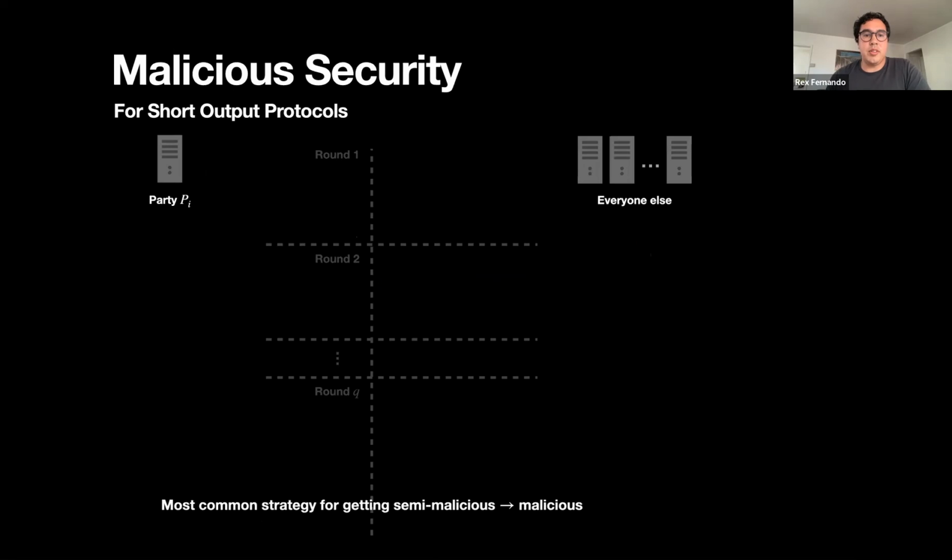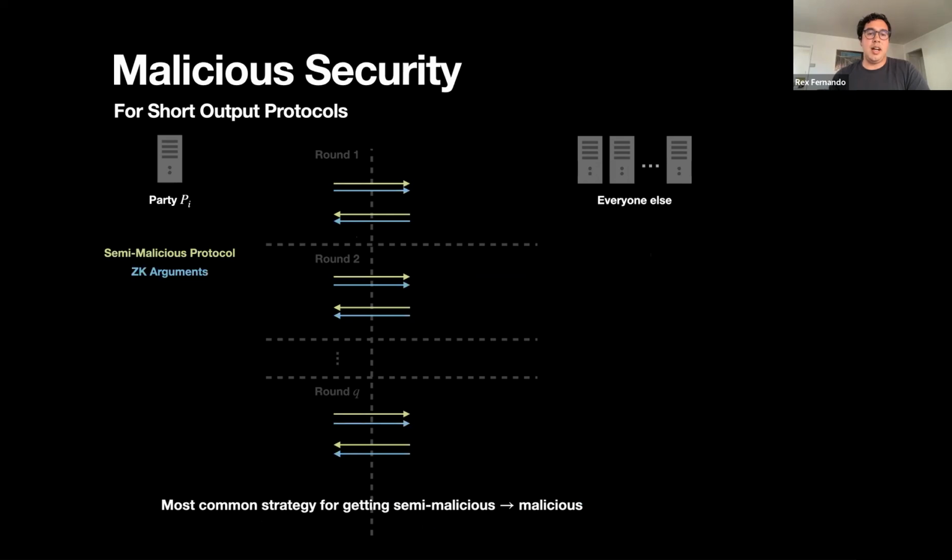Okay, so let's first quickly talk about the most common strategy for getting malicious security starting with a semi-malicious protocol. So if you have a semi-malicious protocol, in classical secure computation, you can upgrade to malicious security by using zero knowledge. So in each round, you have every party prove in zero knowledge that it behaved honestly. So let's think about what happens when we try to use this kind of technique in our setting.